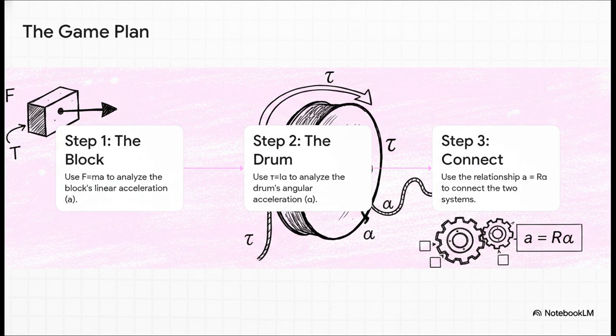So here's our three-step attack plan. Step 1, we look at the block, use Newton's second law, and we get an equation. Step 2, we look at the drum, use our new rotational law, and we get another equation. And then step 3, this is the magic link, we connect them. Because the rope doesn't slip, the speed of the block is tied directly to the speed of the drum's rotation. That gives us our third equation, a equals R alpha, and lets us solve the whole thing.